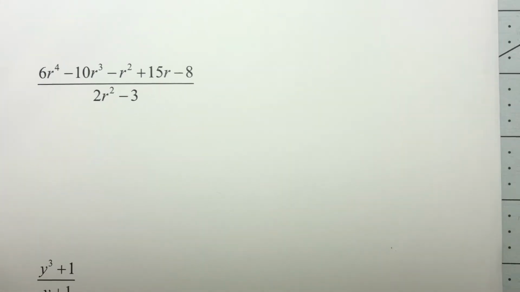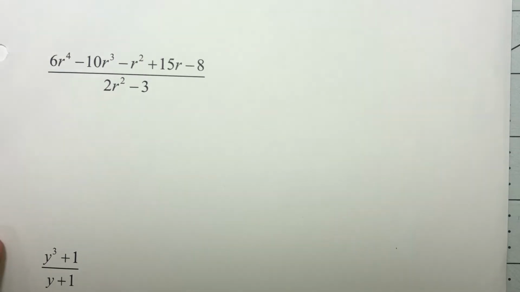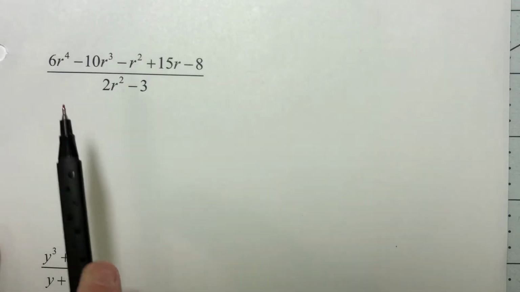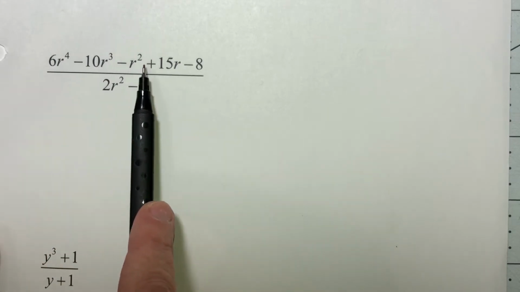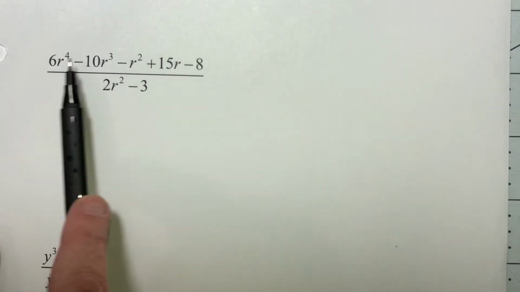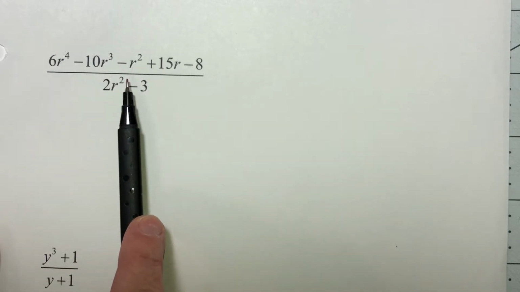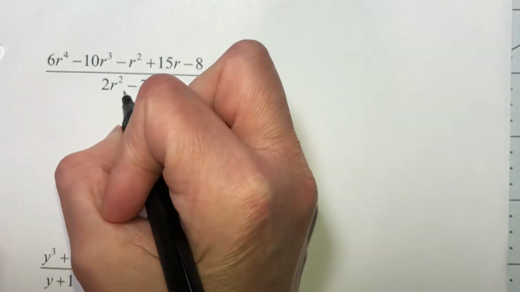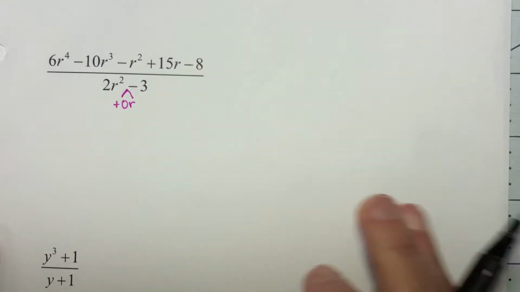Okay, long division. The first thing we need to check is to see if all of our terms are there, and if any are missing, we need to put them back in. And they also need to be in order. Fourth power, third, second, first power, constant. Everything is there. It is in order. 2r squared. I do not have an r, so I'm going to put in plus 0r minus 3.